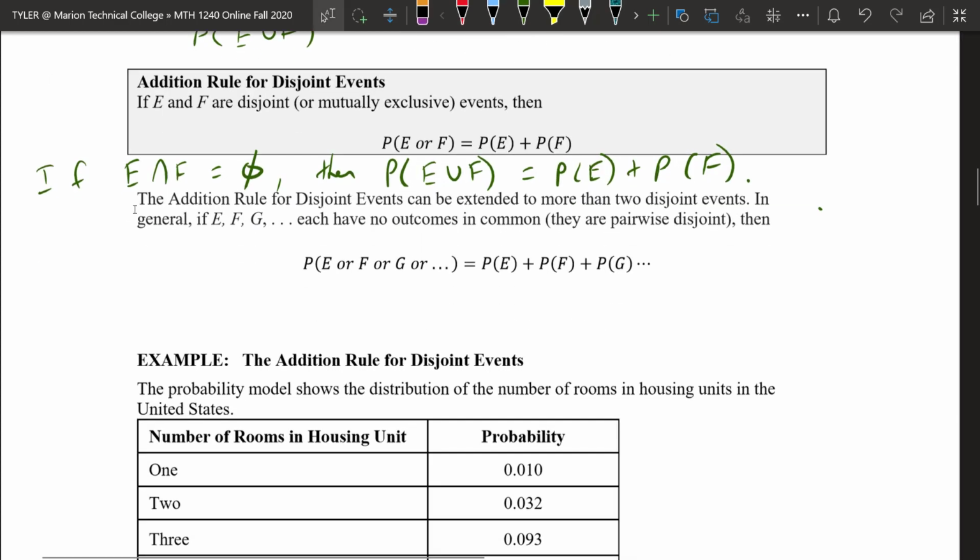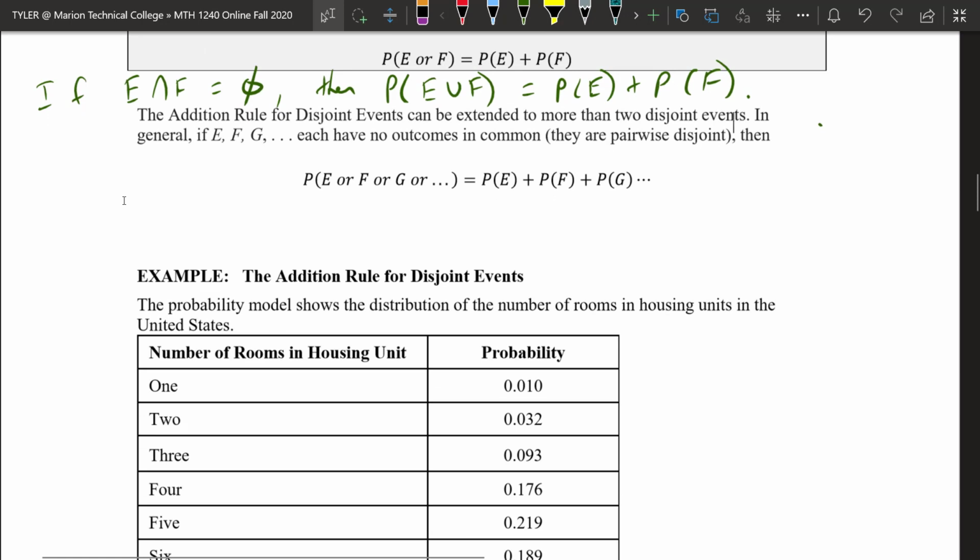Below it says the addition rule for disjoint events can be extended to more than 2 disjoint events. In general, if E, F, and G each have no outcomes in common, they are what we call pairwise disjoint. Then the following is true: the probability of E or F or G or so on equals the probability of E plus the probability of F plus the probability of G. In other words, we can extend this to as many disjoint sets as we have, so they have nothing in common.